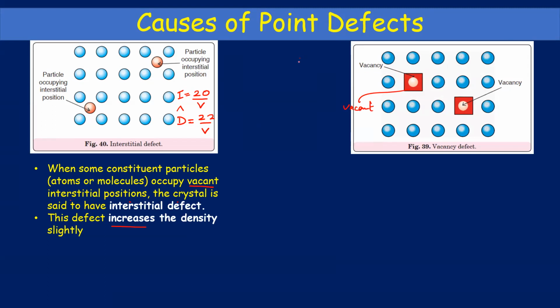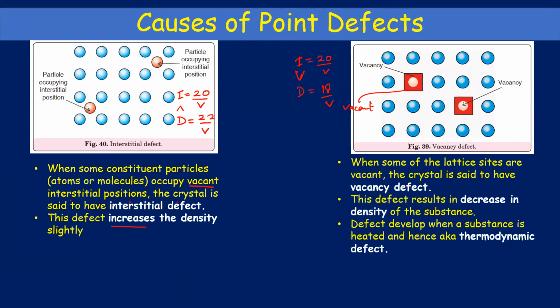Now tell me, if it was ideal, then it would have 20 atoms by volume, and this defected piece with vacancy defect has 18 divided by volume. In this case, which will have higher density, the ideal or the defected one? Ideal will have higher density. That means in vacancy defect, the density decreases. Okay, so these are the two points.